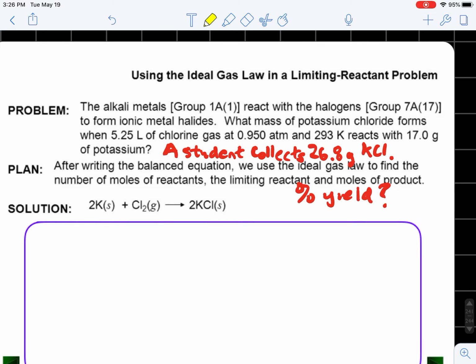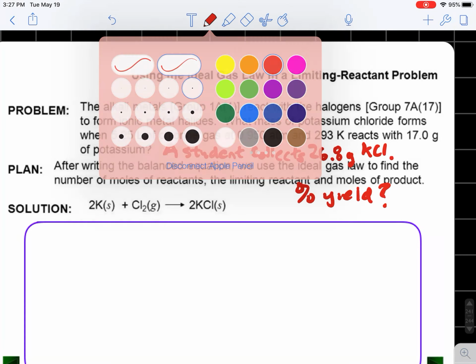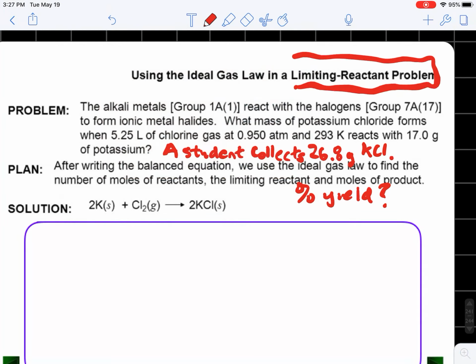Anyway, what mass of potassium chloride forms when 5.25 liters of chlorine at a certain temperature and pressure reacts with 17 grams of potassium? Now, I know this is a limiting reagent problem. Again, they were kind enough to put the word limiting reagent up here. However, it won't be like that on the test.